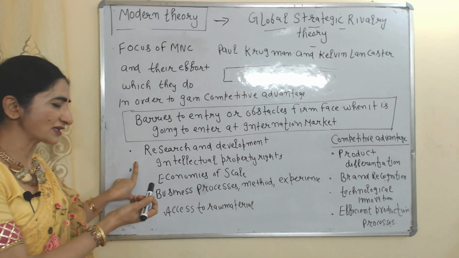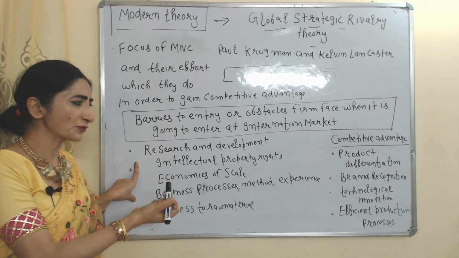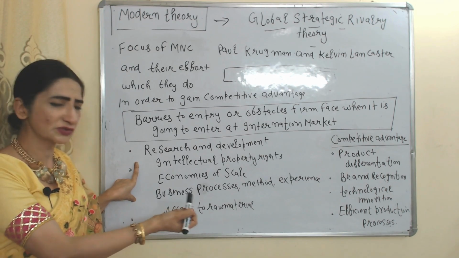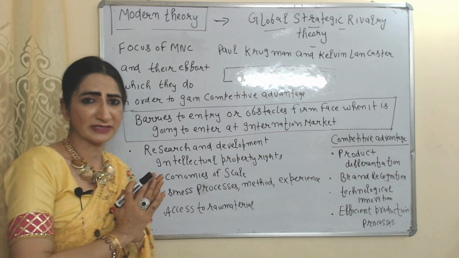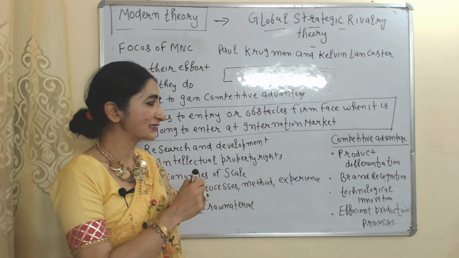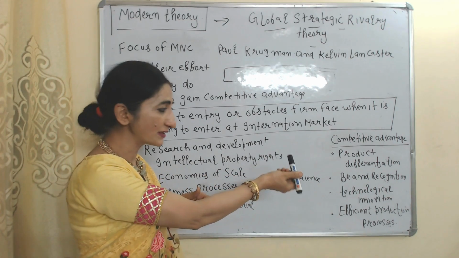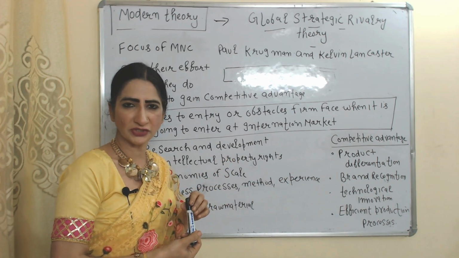These barriers are research and development, intellectual property rights, economies of scale, business process, method, experience, access to raw materials. And this theory also talks about how MNC can gain competitive advantage. They can gain competitive advantage through product differentiation, brand recognition, technological innovation, and efficient production process.